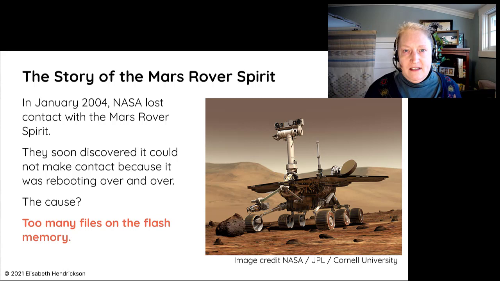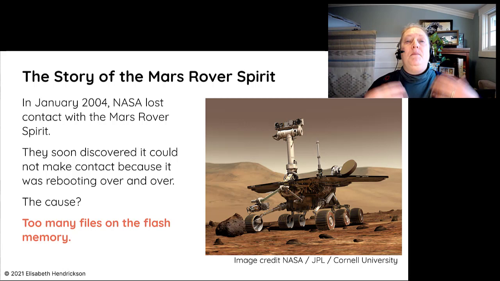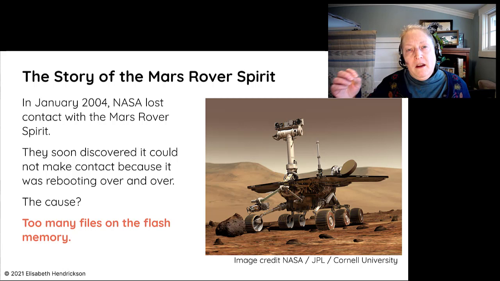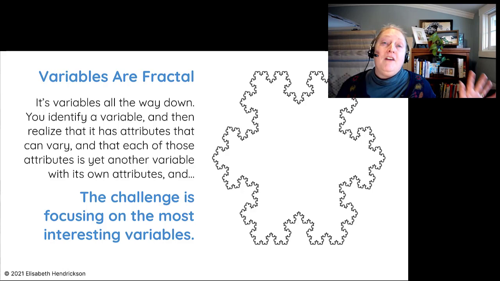And the second thing that I found fascinating was that they were still able to recover. In the tiny, tiny window that they had to send commands to the Mars rover Spirit, they were able to tell it to start deleting those files. And after they had deleted enough, it was able to boot up and then it was able to complete its mission. So it's a fascinating example of a well-engineered system that was, in fact, able to recover from a catastrophic error in flight. But the thing that really caught my attention is that it's such a subtle thing, how many files are on disk. So as you start looking at variables, what you're going to find is that they're everywhere.